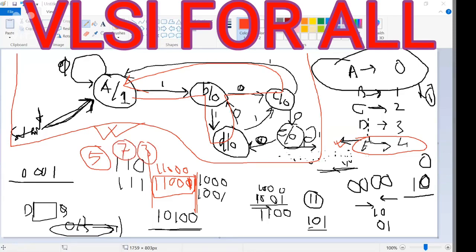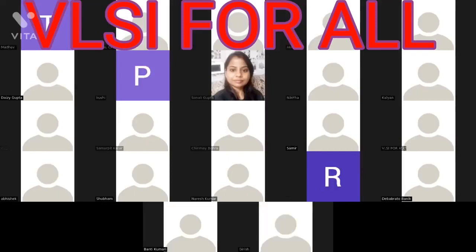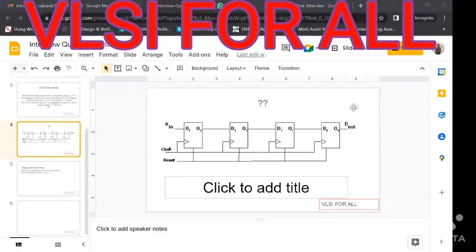So let's talk about another question. Is this explanation clear to you? Yes, sir. Is the slide visible? Can you see 4 flip-flops here? D3, D2, D1, D0.